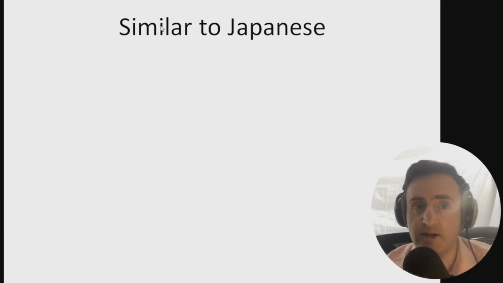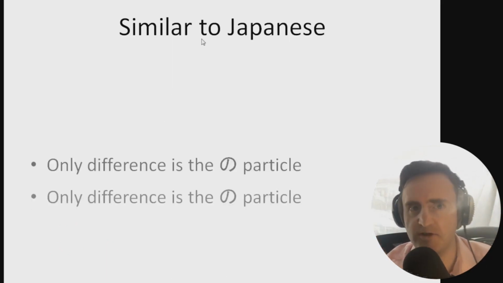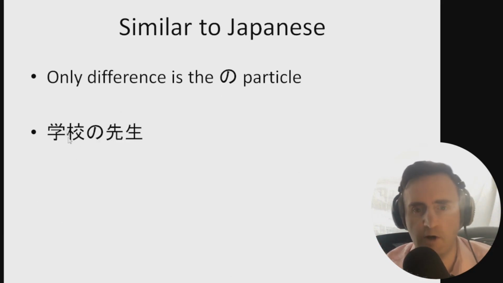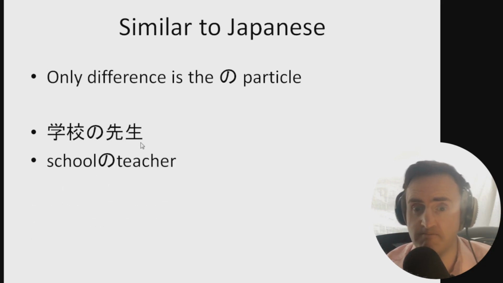And it's similar to Japanese. So I don't want you to panic. It's very similar. The only difference is you use the no particle. So here we have gakko and sensei, and then a little no in the middle. So that's school, and that's teacher. So in English it sort of is school, no teacher, but we don't use the no particle. We just say school teacher.